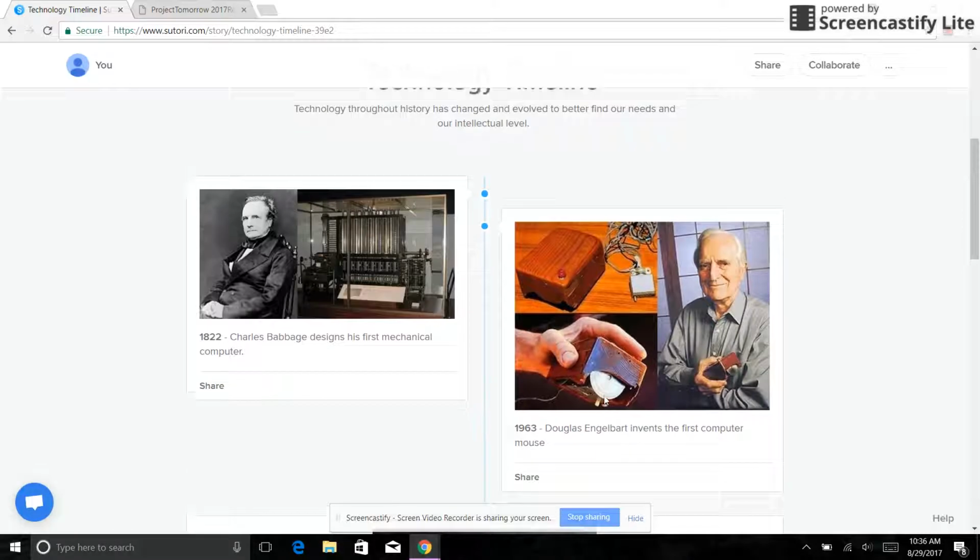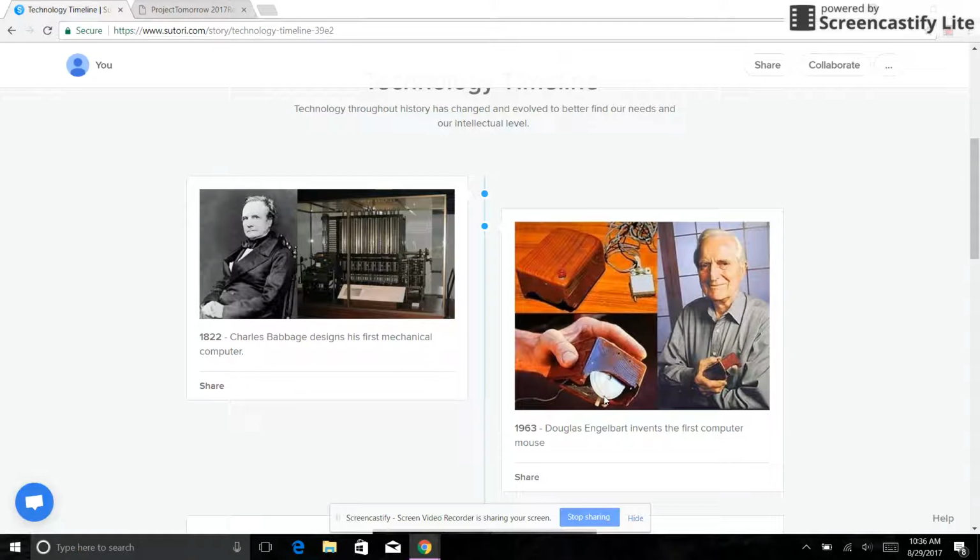To start, I feel that technology has always changed throughout history, which is obvious, and we have kind of manipulated it to fit our intellectual needs. Now, I just started at the very beginning. In 1822, Charles Babbage designed his first mechanical computer.